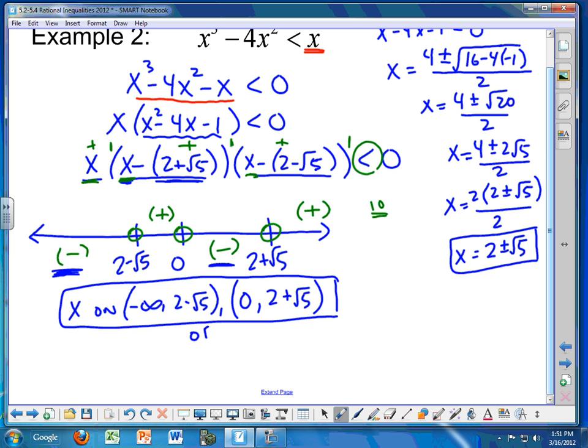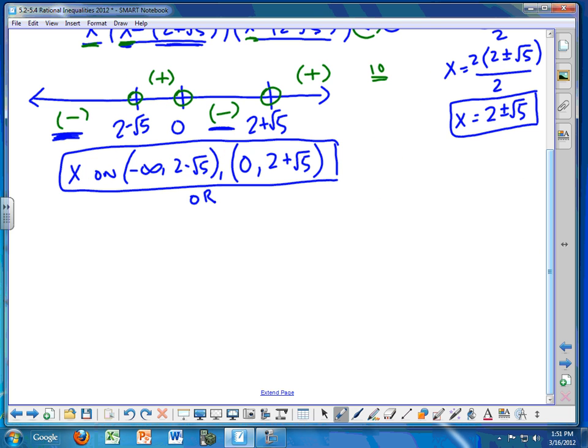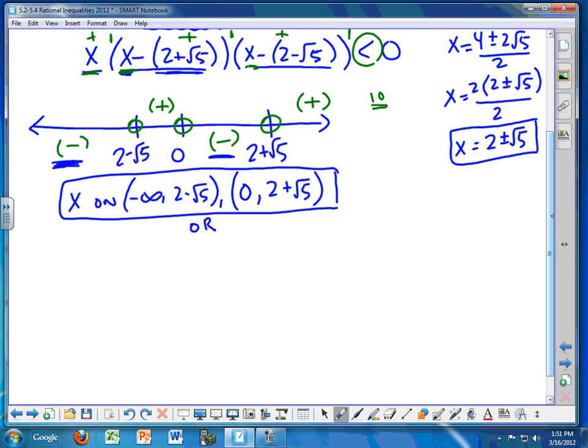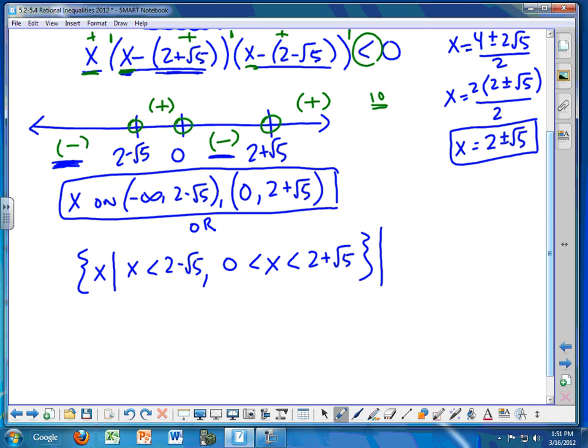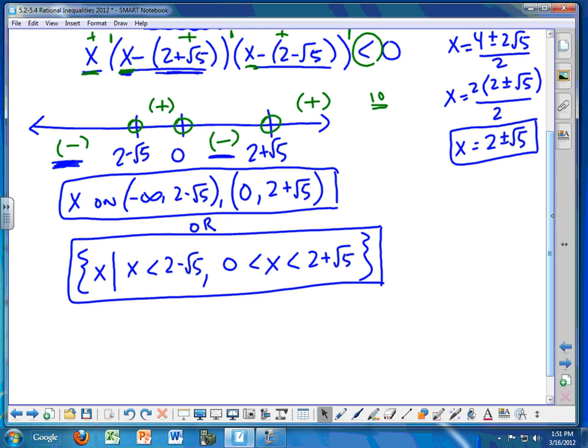And again, I'm just going to model today the two possibilities for all of these answers, the other one being set notation, and that would be x such that we write the inequality x less than 2 minus root 5, comma, and the next part is a between, so we point our arrows to the left, 0 to 2 plus root 5. And those would be the two places where the product is going to be less than zero, or in other words, where the product is negative.